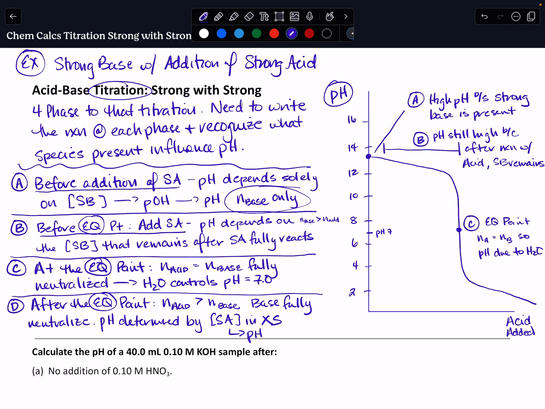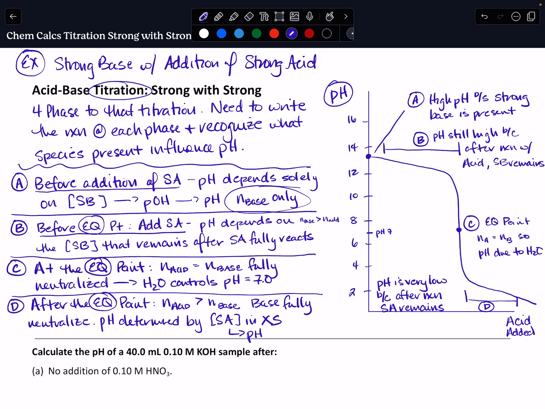Then we add just enough acid to have equal moles to reach that equivalence point, and after that, in this region, after the equivalence point, the pH is very low because after reaction, strong acid remains. Now, when you're running a titration, obviously you can see there's a really steep drop as you move through that equivalence point.